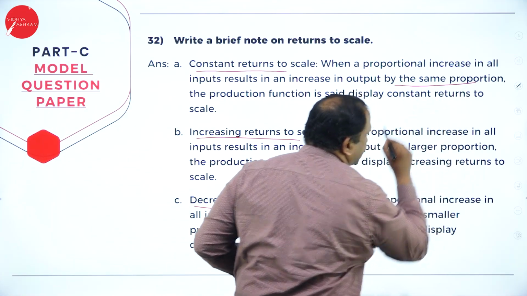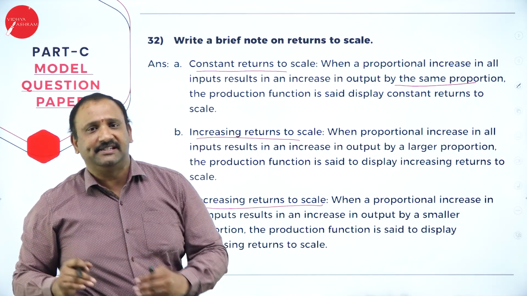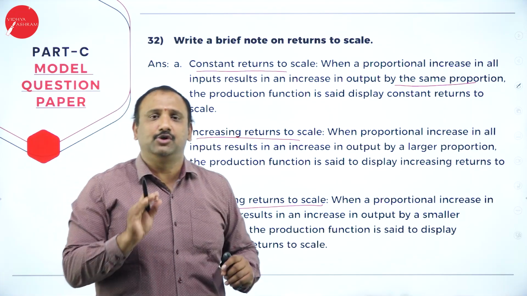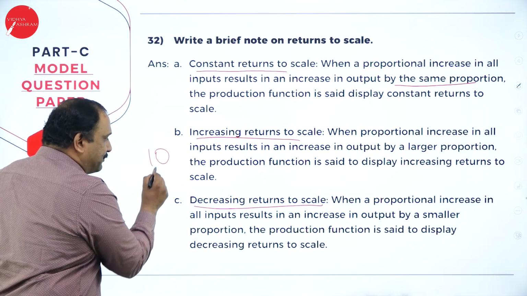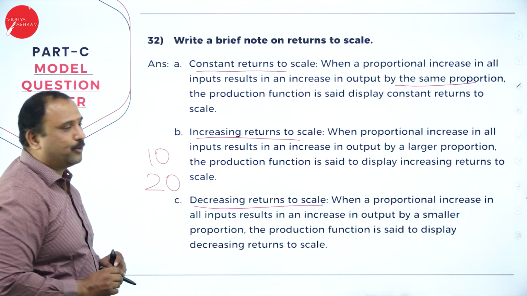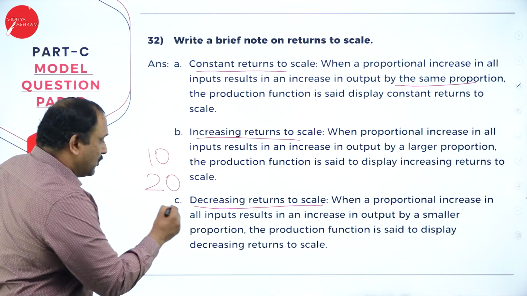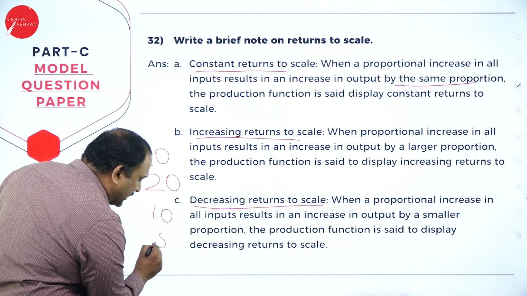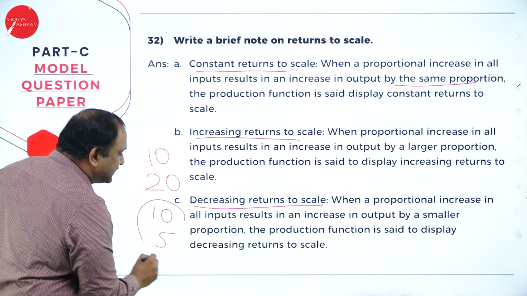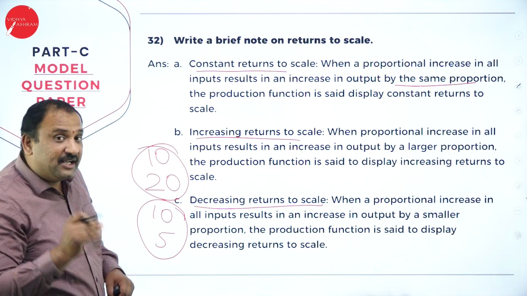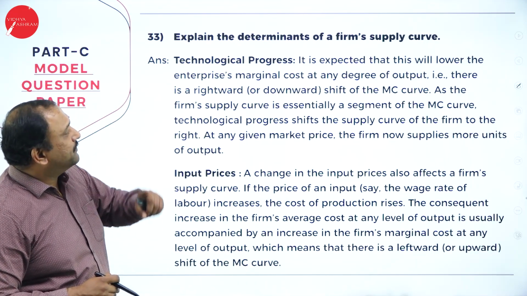This is very, very important. So you are giving 10 as the input, the output also increases by 10. That means it's the same proportion, so you are constant altogether. Increasing: I give 10 as the input, but I get 20 as the output. That means increasing returns. Decreasing: I give 10, but I get the output only as 5. Then that means it is decreasing returns to scale. So this is what one has to understand with regard to input and output, followed by a brief look at determinants of the supply curve.